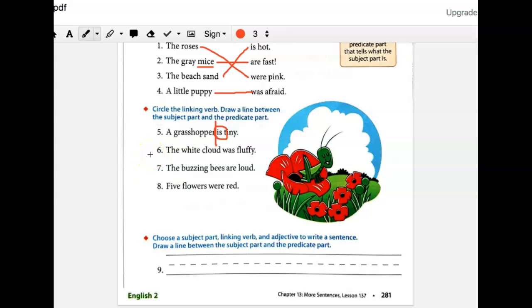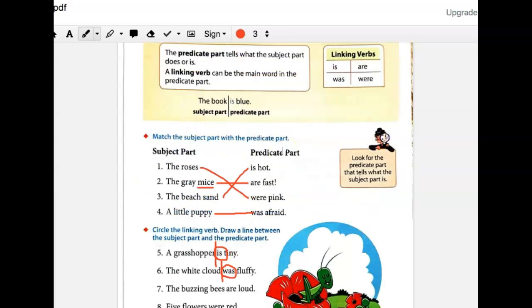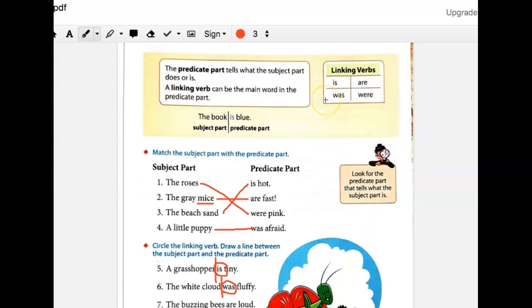Number 6, the white cloud was fluffy. What is the linking verb? The linking verb is was. Then where should we draw the line to split between the subject part and the predicate part? The sentence is about the white cloud. That means the white cloud is the subject, so our predicate part is was fluffy. I want you to try the rest on your own. You can always go back to this chart and check your linking verbs.